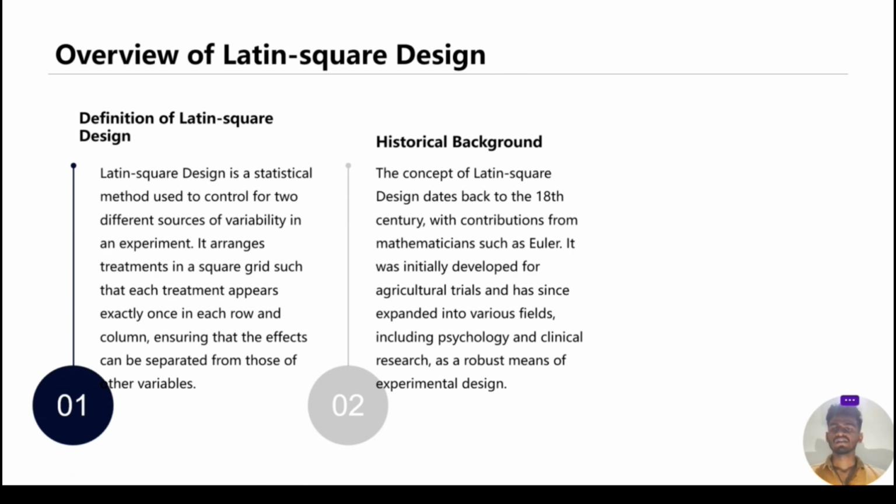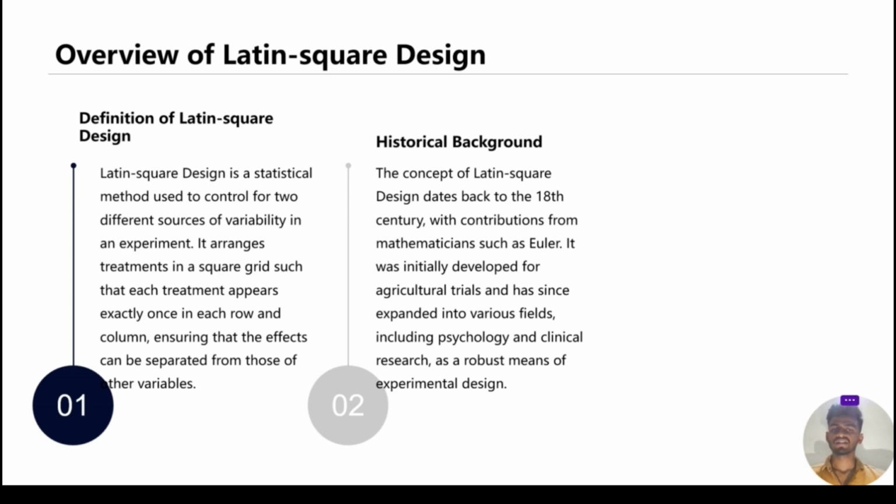Definition of Latin square design. Latin square design is a statistical method used to control two different types of sources of variability in an experiment. It arranges treatments in a square grid such that each treatment appears exactly once in each row and column, ensuring that treatment effects can be separated from those of other variables.